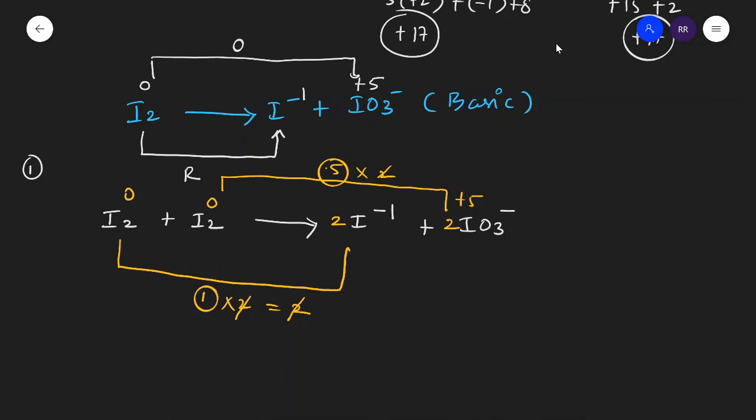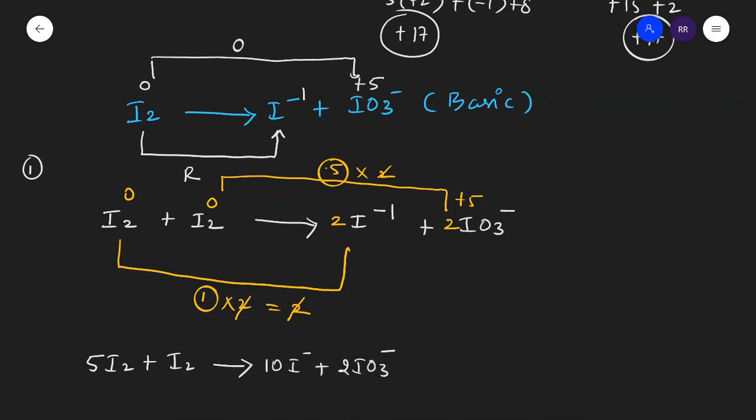Now, to make them equal, the increase in oxidation number and the decrease in oxidation number, we should insert coefficients. So here the coefficient should be 5 I2 plus 1 I2 gives rise to 10 I minus and 2 IO3 minus.